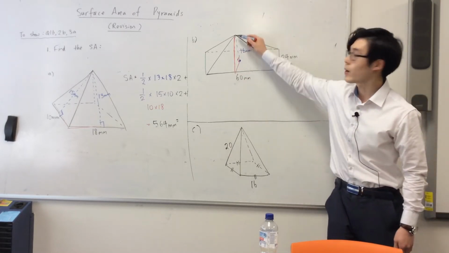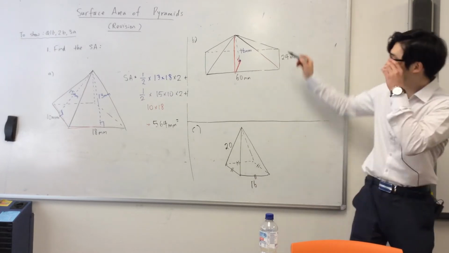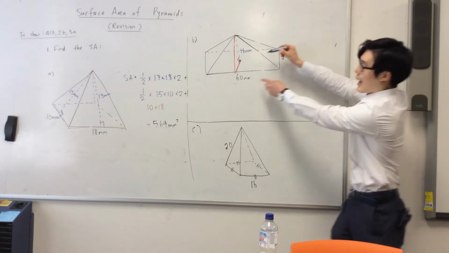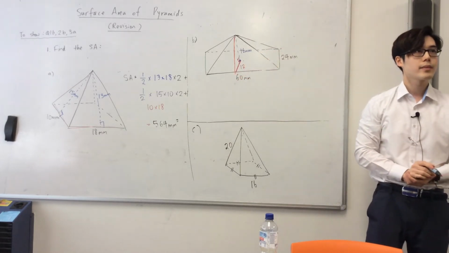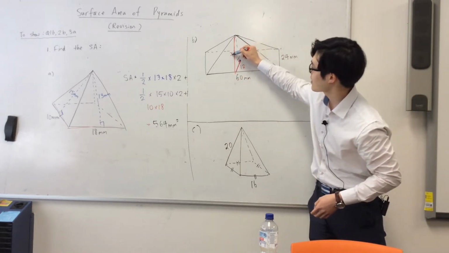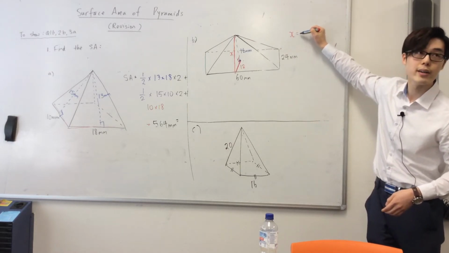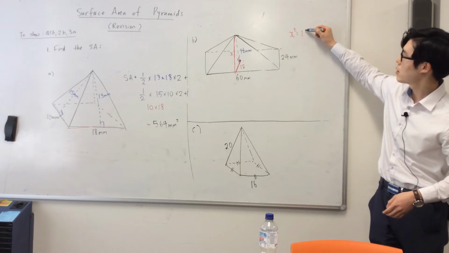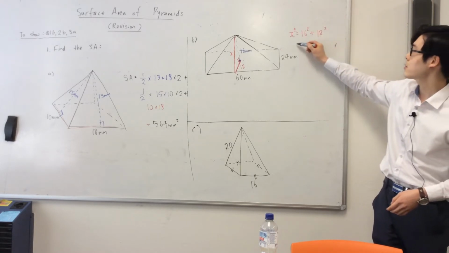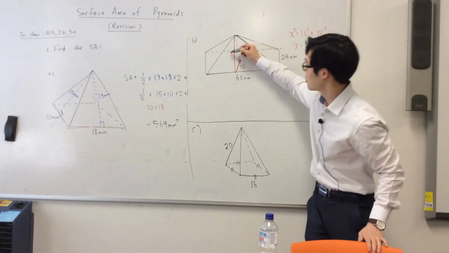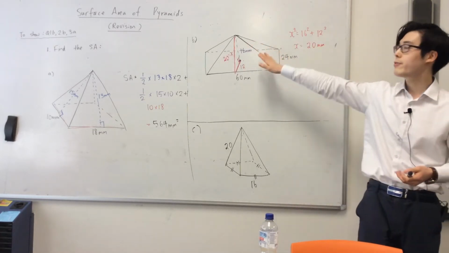In order to find that, we know that's 16, but what's that? Because that whole thing's 24, half of that is 12. So I'm going to call that slant height in the front x. Using Pythagoras' theorem, x squared equals 16 squared plus 12 squared. We're plussing because it's a hypotenuse. That's 20.